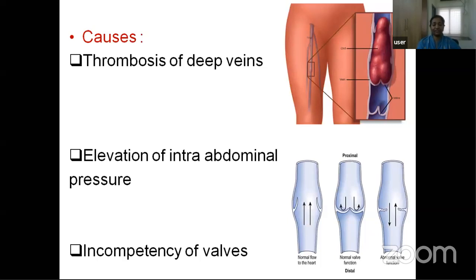The second reason for varicose veins is increased intra-abdominal pressure. So if a person has a big tumor in the abdomen, or if a female has a multiple pregnancy, like doublets or triplets, what happens? There is an increase in intra-abdominal pressure. The venous return will not be very easy. And the most important cause is the incompetency of the valves. So if the venous valves are not functioning properly, we can have this clinical condition of varicose.